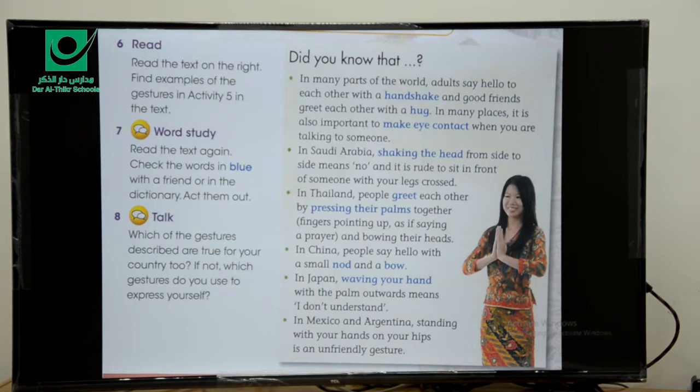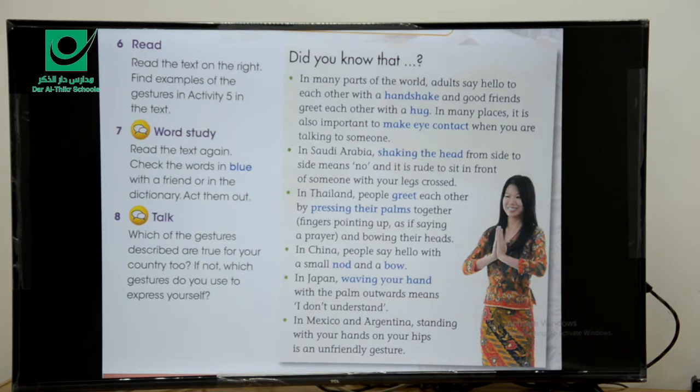Yes. Okay, now I will go to exercise number 8. Which of these gestures described are true for you or your country too? If not, which gestures do you use to express yourself?